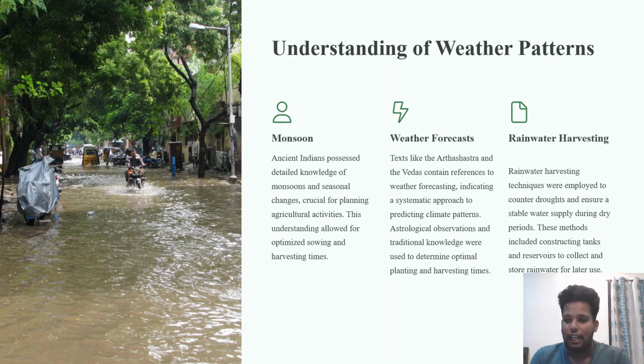The third one is rainwater harvesting. Rainwater harvesting was a technique employed to counter droughts and ensure a stable water supply during dry periods. This method includes construction of tanks and reservoirs to collect and store rainfall for later use.